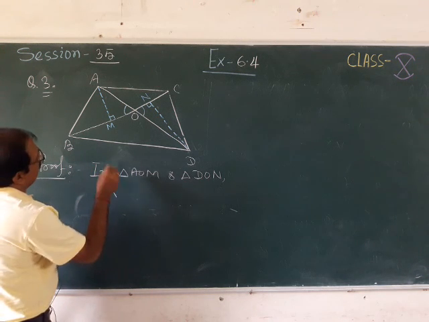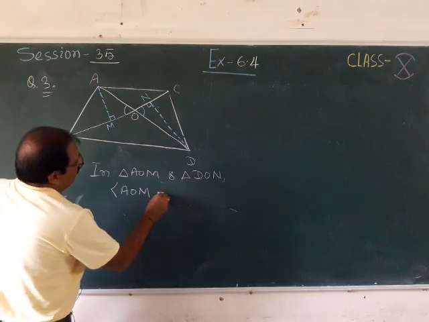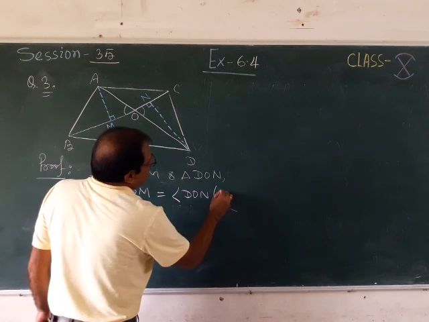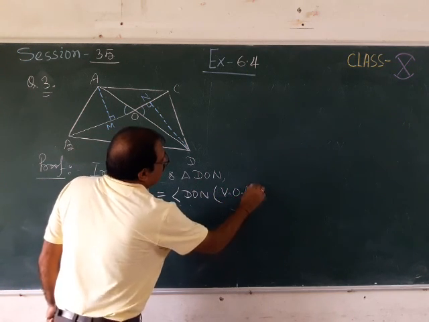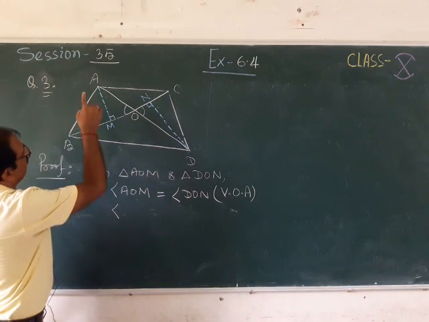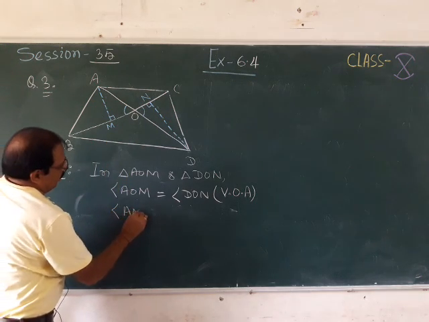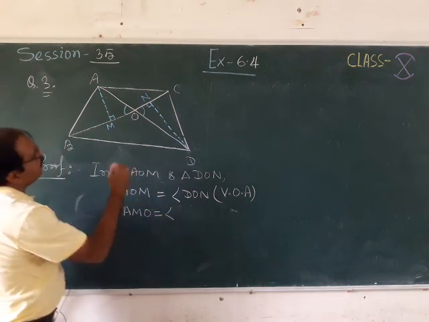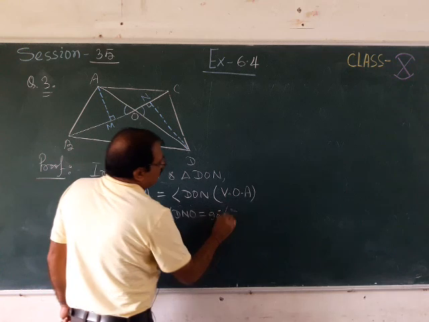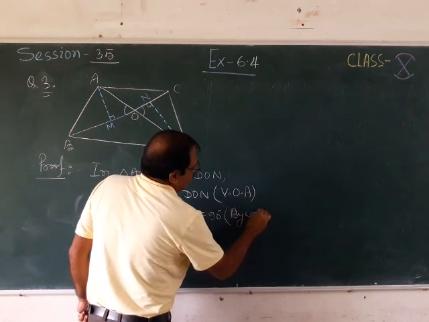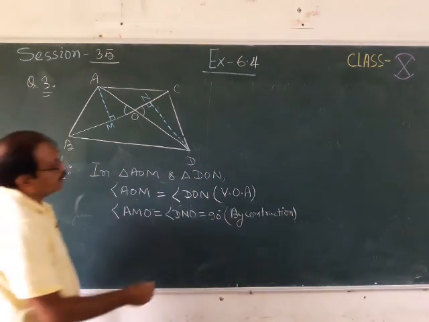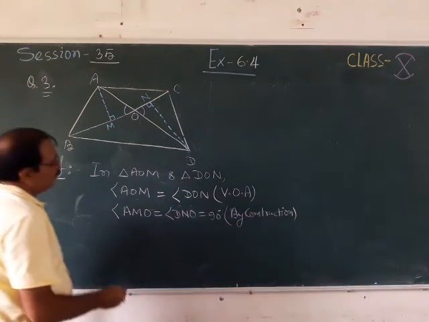Angle AOM is equal to angle DON, and the reason is they are vertically opposite angles, so both these angles are equal. And another thing, angle AMO is equal to angle DNO, and that is equal to 90 degrees. It is by construction. Whatever construction we have done, according to that, these two angles will be equal.